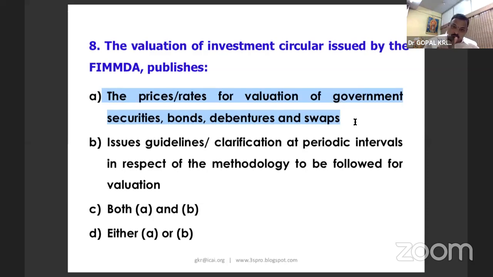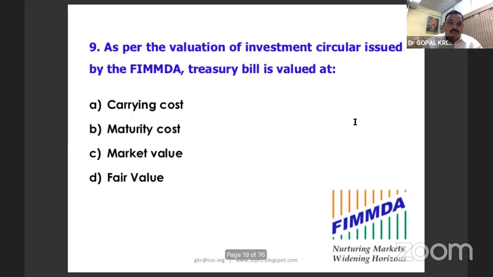D. Because both A and B. Yes, sir. Both A and B. Yes, sir. C is the answer, not D. C is the answer. Please be careful. It gives both. Okay. So both A and B.